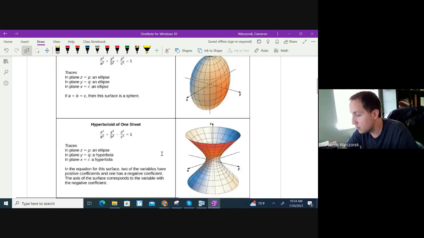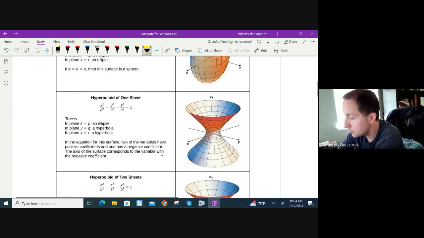For the hyperboloid of one sheet, all the variables are squared, and there are 2 positive variables and 1 negative variable. One minus sign means one sheet. That was the little trick I told you last time. The variable that's negative is the direction of opening. In this case, z is negative, which means this hyperboloid of one sheet is going to open in the z direction. Traces are ellipses in one direction and hyperbolas in the other two directions.